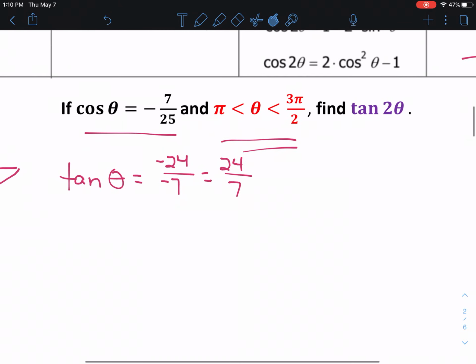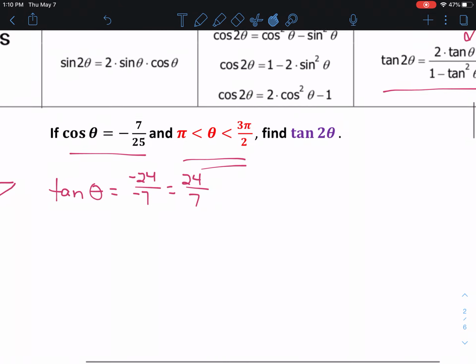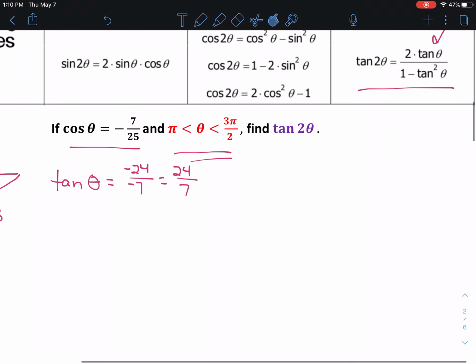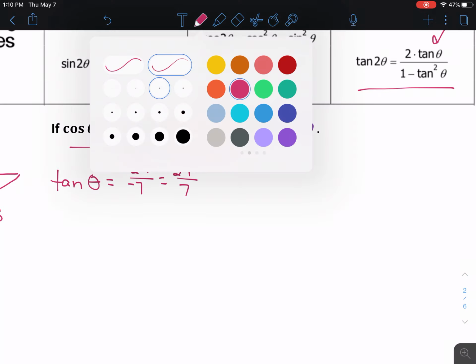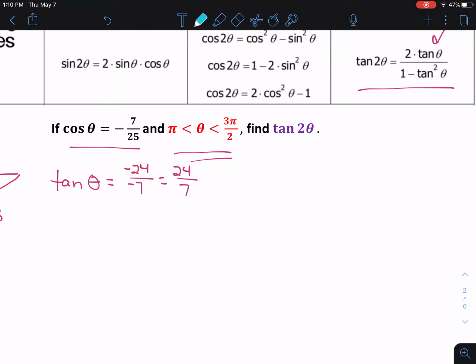So that's, maybe keep this on here so you can see that. Let's go to a different color here. All right, so now we're going to figure this out. It's 2 times tangent of theta. We just said tangent of theta was 24/7. And then we're going to go 1 minus tangent squared of theta. Tangent squared. So make sure that's squared.